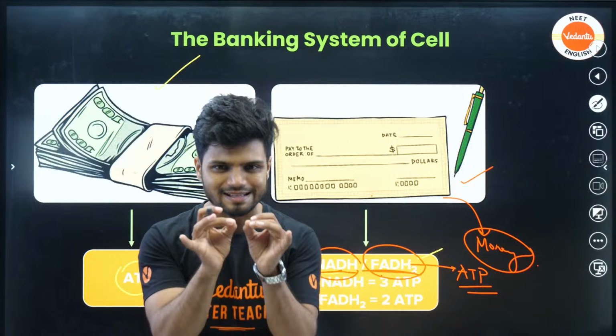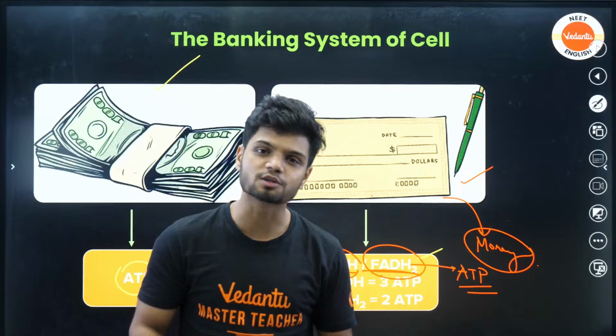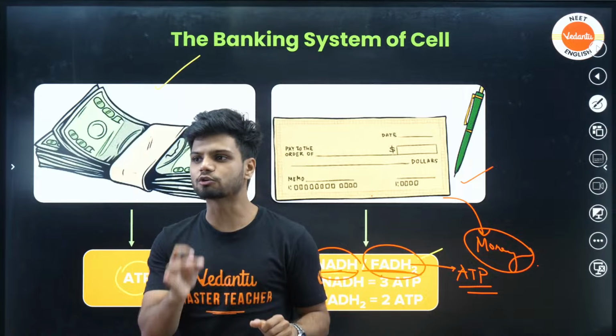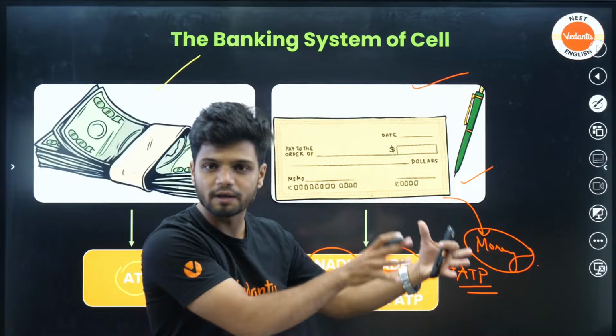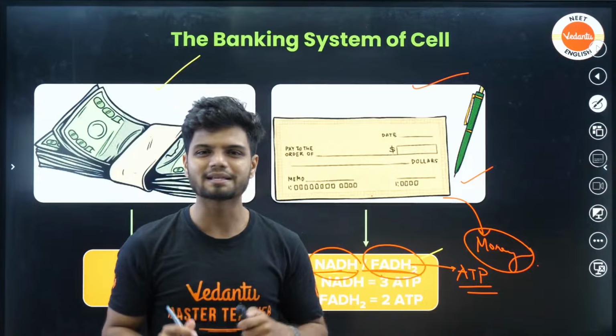I'll be telling you exactly how many ATPs are generated in your Krebs cycle as well as the electron transport chain. Till now, is it clear? Everyone in the chat, tell me, is the concept of energy currency clear? We are going towards the building of the concept, towards the main concept, that is respiration. But before that, I want all of you to understand certain basics like this.